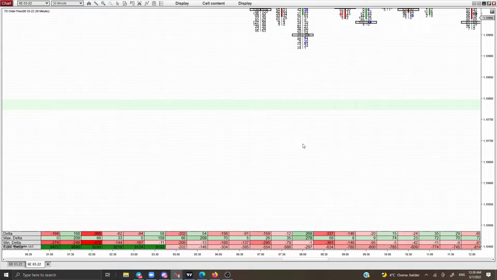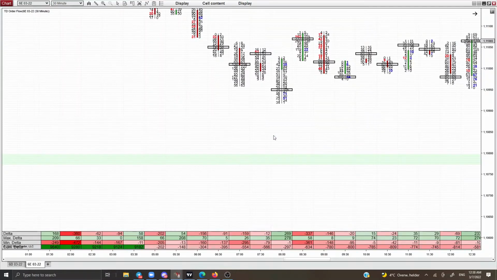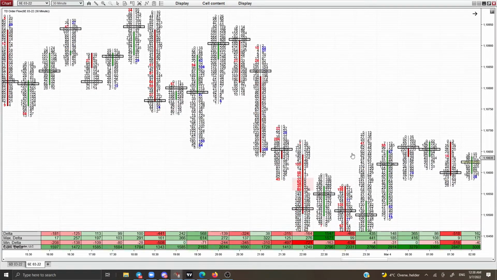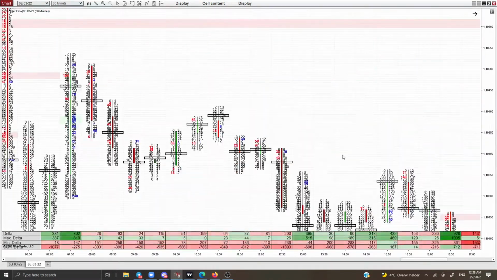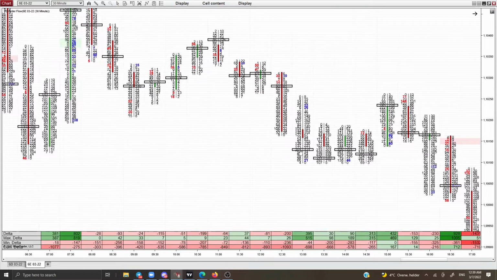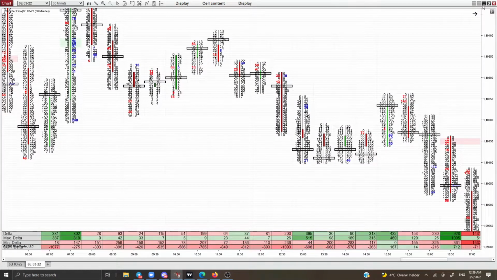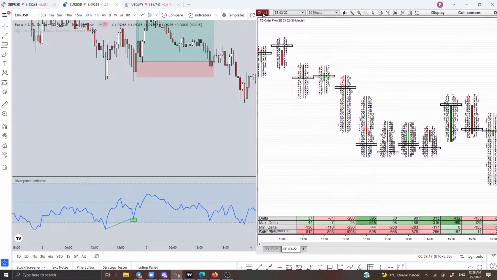Let me check which day it was. The divergence was happening on the 4th of March. Okay, 4th of March, last week only. So 4th of March is this one. No, not this candle. After this candle here, look at these candles, these are the 4 candles, right? If I make this footprint chart a little bit smaller for you, then you'll see that this is the place.